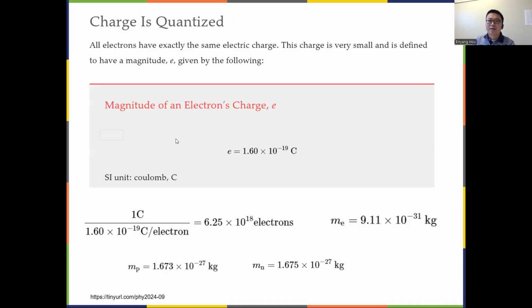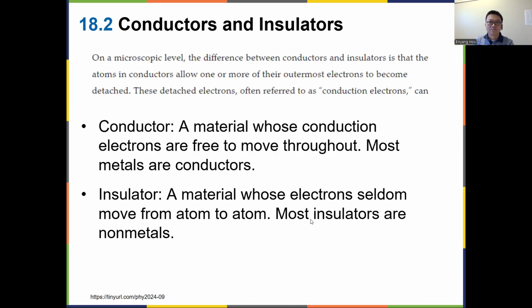Charge is not continuous; it's actually discrete and quantized. The minimum unit of charge is the charge that an electron carries, so it's called the electron charge. It's 1.6 times 10 to the minus 19 coulombs. An electron has minus of that, and a proton on the other side has positive of that. These are certain constant numbers that you may be using in your problems.